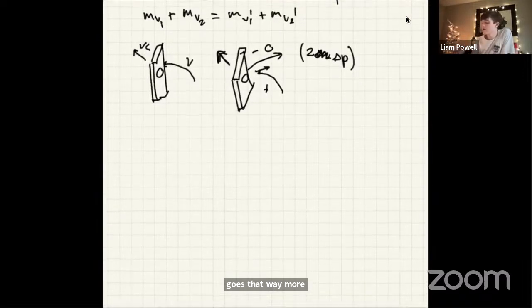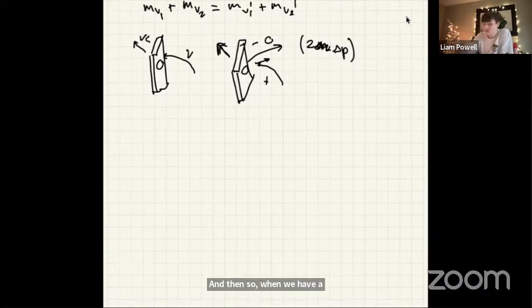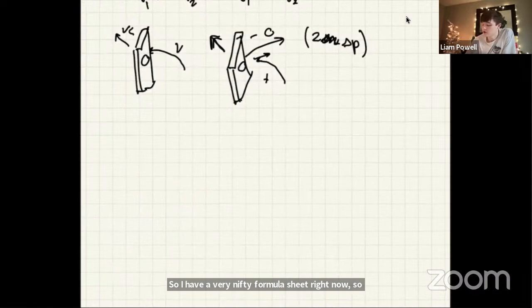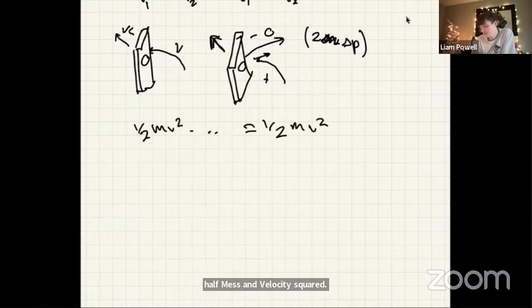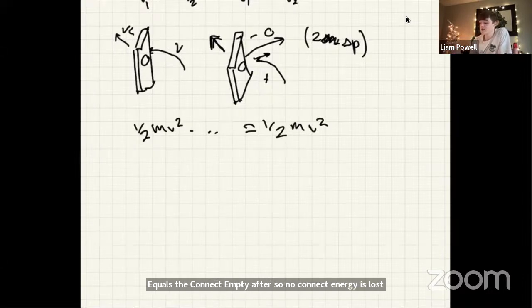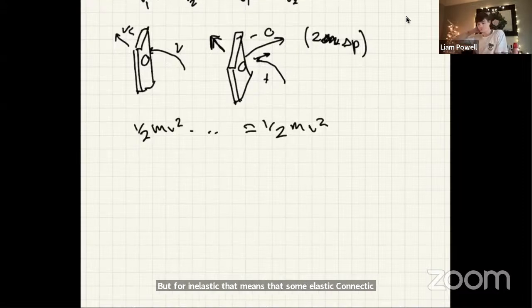So when we have elastic, that means that everything is saved. I have a very nifty formula sheet right now. Elastic means kinetic energy can be used. So the kinetic energy before, 1/2 mass times velocity squared, equals the kinetic energy after, so no kinetic energy is lost. But for inelastic, that means that some kinetic energy is lost, and you cannot use the kinetic energy formula.